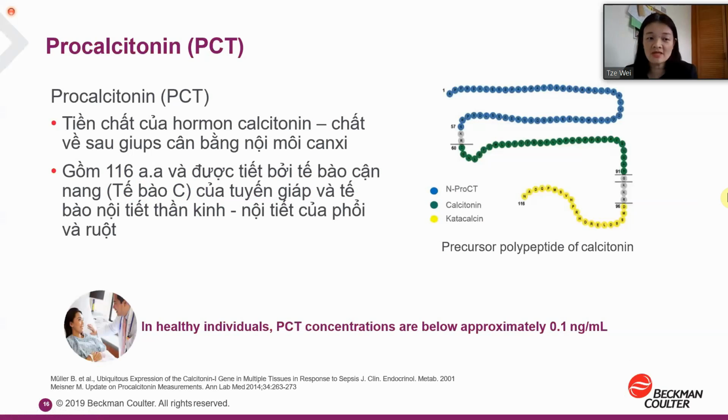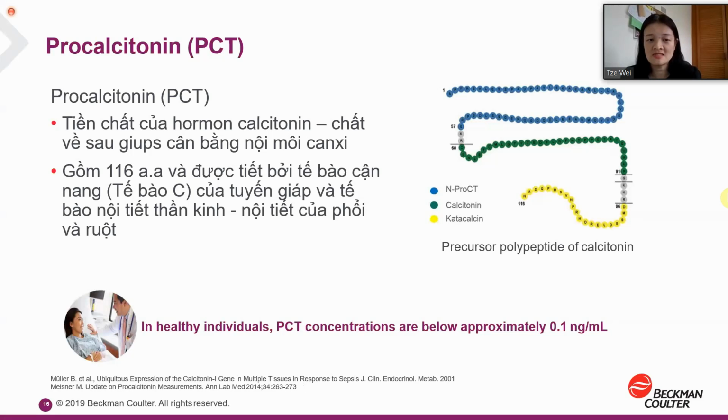So just a quick recap of what is procalcitonin. Procalcitonin is actually, because it's before calcitonin, the etymology of the word pro is that it's a peptide precursor of calcitonin. And usually in healthy individuals where there is no bacterial infection or no sepsis going on, PCT or procalcitonin concentrations are very low, approximately 0.1 nanograms per mL.